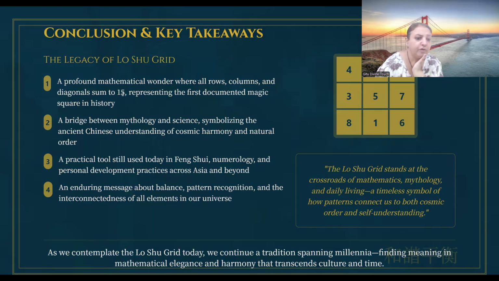Conclusion: a profound mathematical wonder where all rows and columns add up to 15, representing the first documented magic square in history. The bridge between mythology and science symbolizes the ancient Chinese understanding of cosmic harmony and natural order. A practical tool still used today in feng shui, numerology, and personal development practices across Asia and beyond. An enduring message about balance, pattern recognition, and interconnectedness of all elements in our universe.